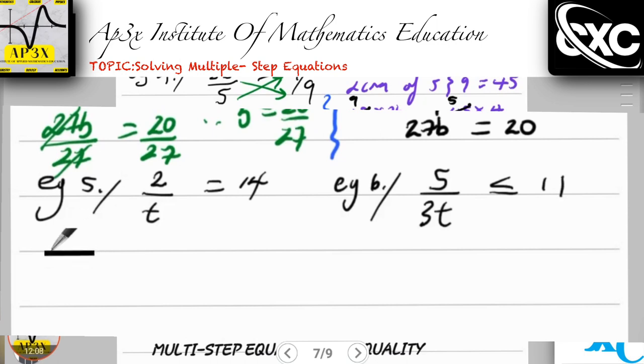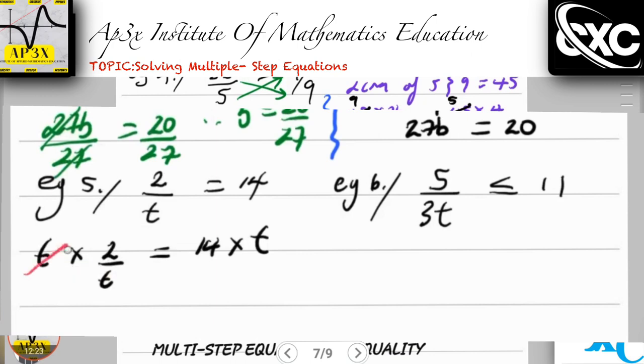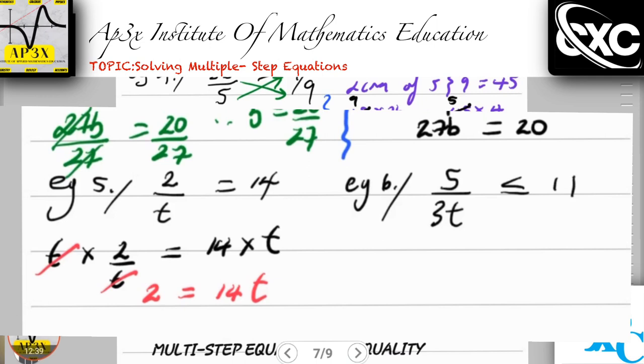So here what we're going to have now is that t is going to multiply 2 over t, and then that's going to be equal to 14 multiplied by t. Now you notice that the t pretty much disappears from the left side of the equation, but it automatically lands on the right side of the equation. So then we end up with 2 being equal to 14t. So we really haven't gotten rid of the t. We have just removed the t from the left and put it on the right.